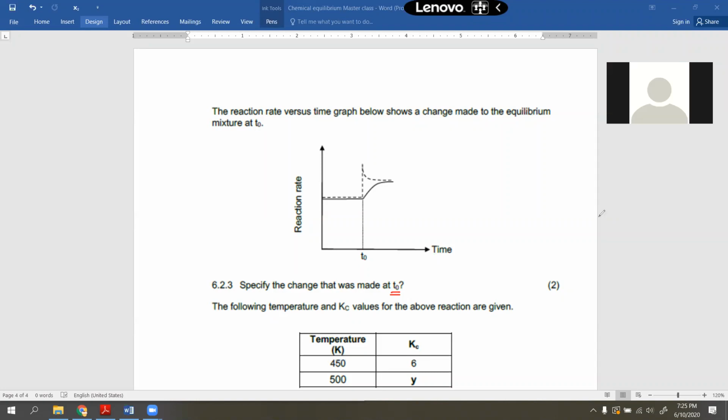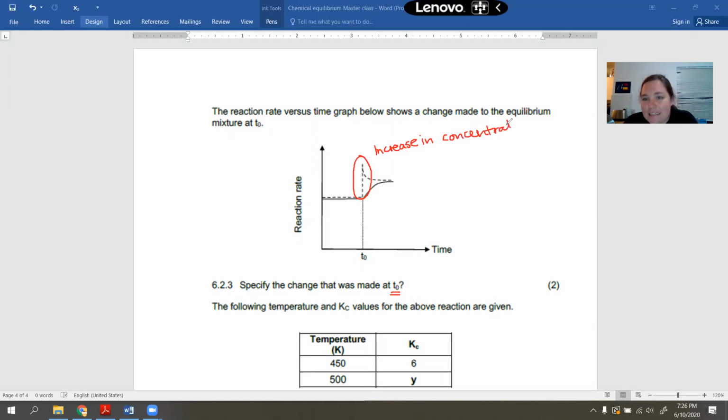Maybe an increase in the concentration of reactants. Good. That is the correct answer. So I'd say here, and it's a bit unfortunate because this doesn't actually have a label of which is your reactants and which is your products. So we don't know which one's forward and which one's reverse. But this here clearly indicates an increase in the concentration. Does that make sense?